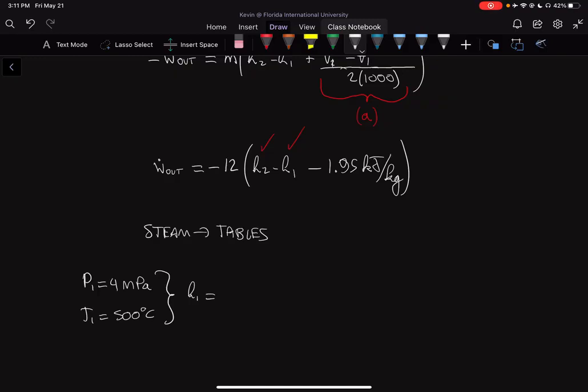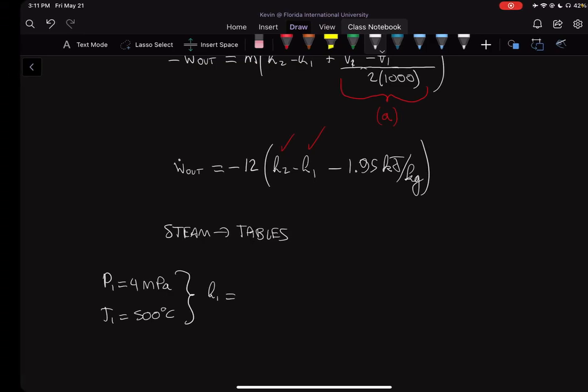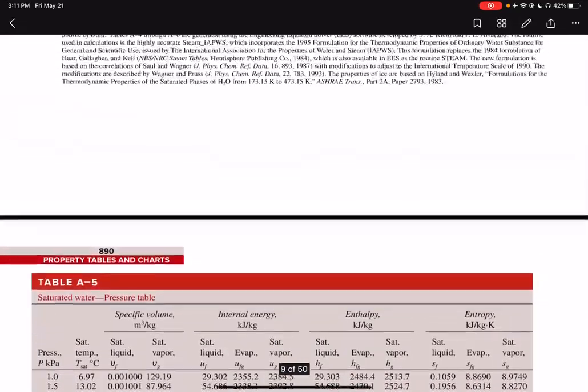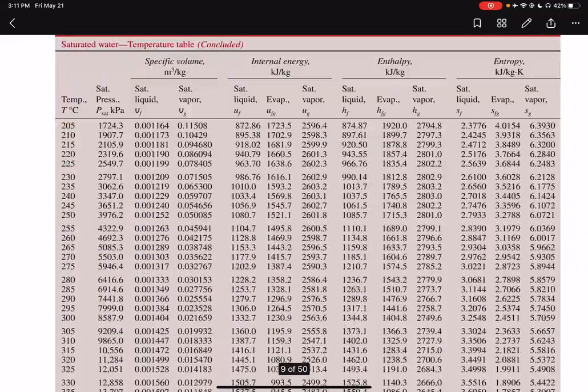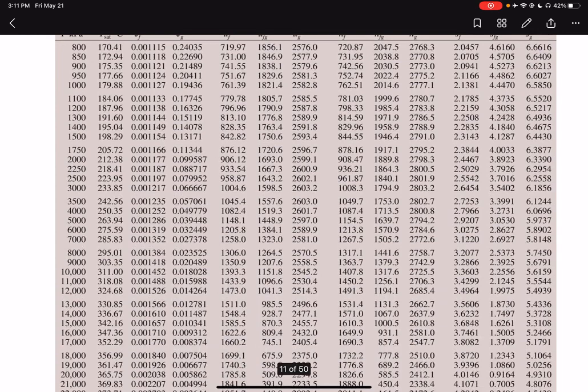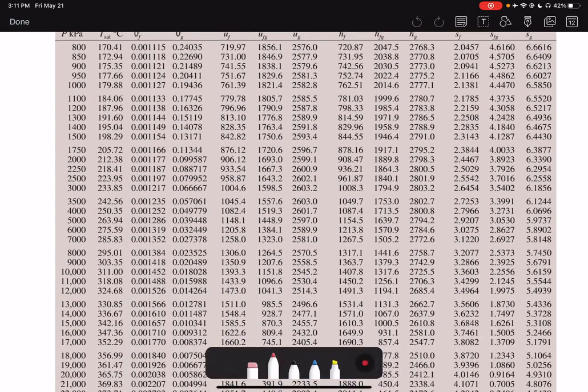So we have pressure 1 is equal to 4 megapascals. We're going to go to our saturated mix table, table A5 first, and we're going to go to 4 megapascals. So table A5, which means it's at 4,000. We have a value of 4,000 here, which is 4,000 kilopascals or 4 megapascals. And we see that our temperature of saturation is 250.35 degrees. Our temperature is 500 degrees, which means we have a superheated vapor in our system.